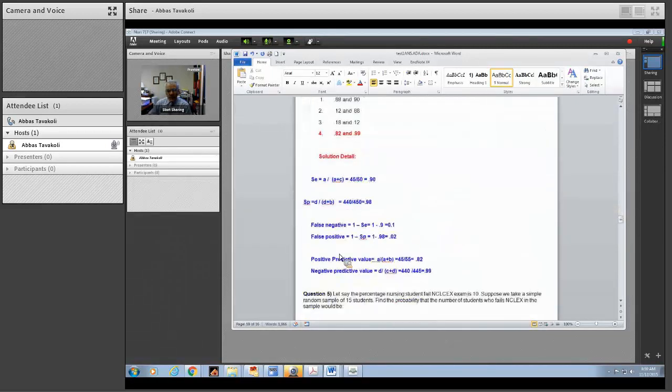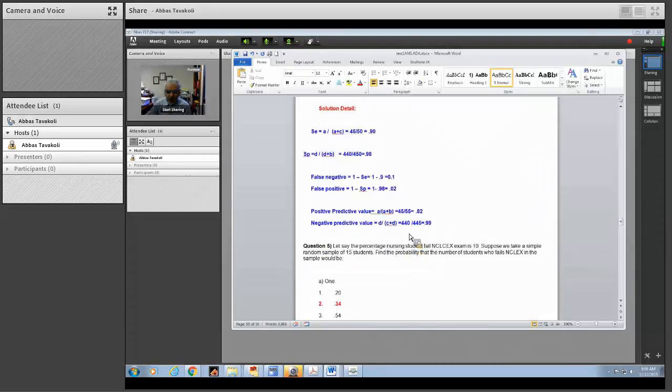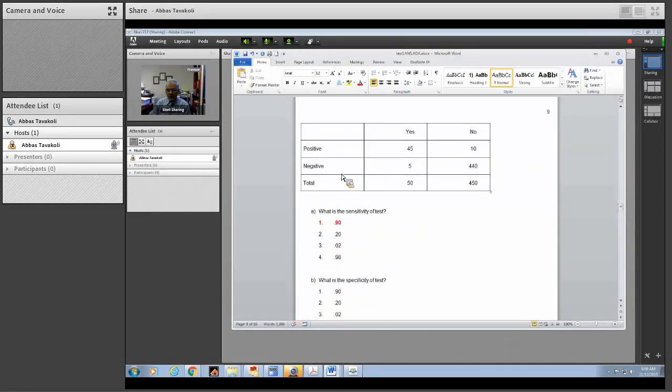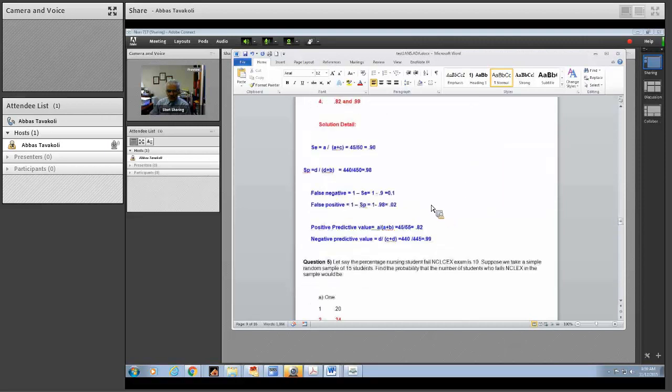And then false negative is 1 minus sensitivity, which is 1 minus 0.90, equal 0.1. False positive is 1 minus specificity, 1 minus 0.98 is 0.02. And positive predicted value is A over A plus B, 45 over 55, which is 0.82. Negative predicted value is D over C plus D, 440 over 445, which is 0.99. So we are here, you are looking at the row, basically. The total is your positive row and negative is the total for negative row.